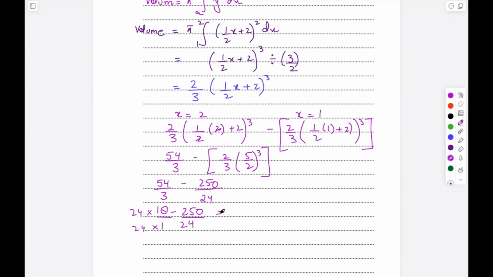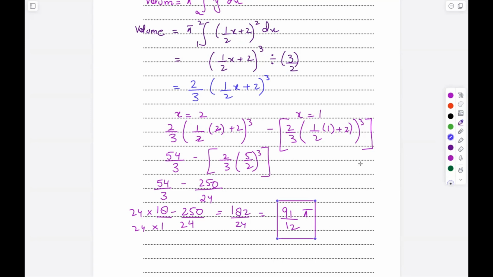Okay, so that will become 18 times 24 minus 250. So that is 432 minus 250, which equals 182 upon 24. And if we substitute 182 upon 24 in the calculator, that will become 91 over 12. So we can add pi to this answer now. This is 91 upon 12 pi, which is the volume under the line.